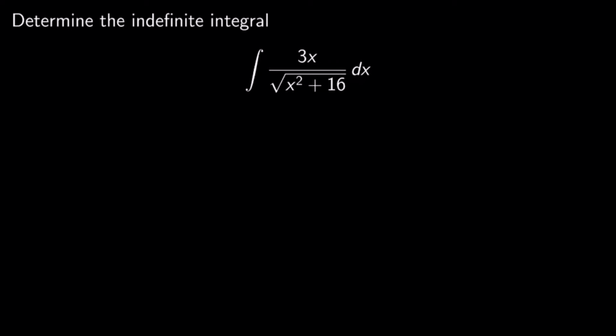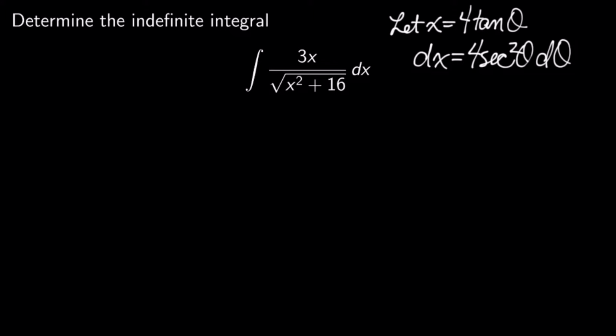Here is an indefinite integral that I want to compute. I want to find this antiderivative, and it turns out that this is a really good candidate for trigonometric substitution. That x squared plus 4 squared, you're going to make the x equal to 4 tan theta, and that means that dx is equal to 4 secant squared theta d theta.